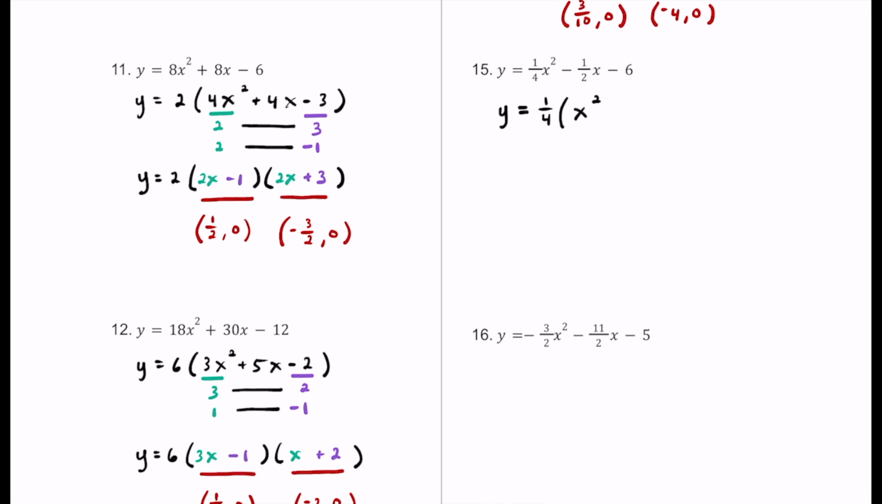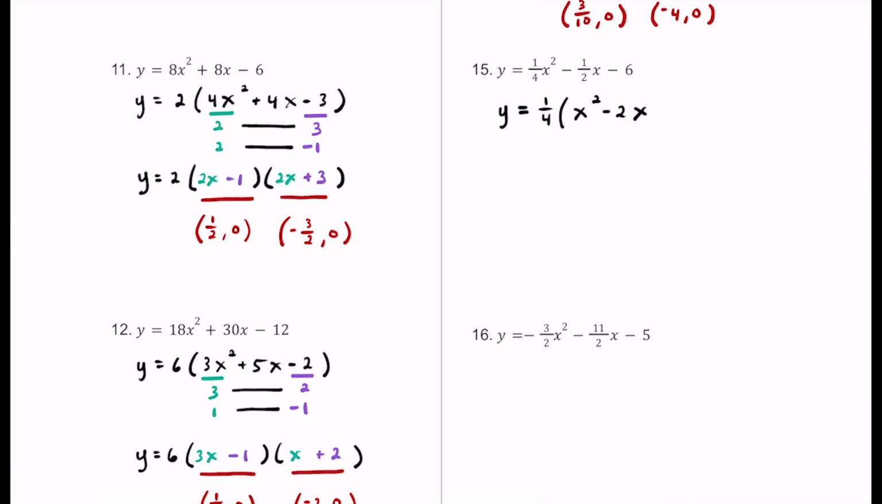1/4 times what gets you a half? I think if you multiply by 2, right? So what if we put a minus 2x here? So if you did 1/4 times x squared, that is 1/4 x squared. If you did 1/4 times negative 2x, that would be negative half x, right?